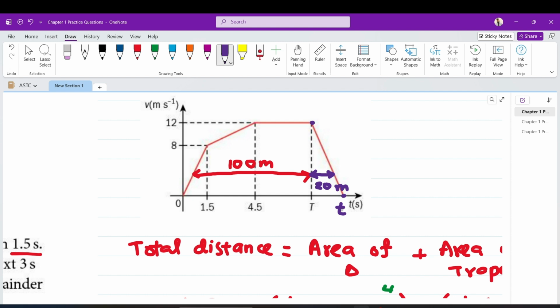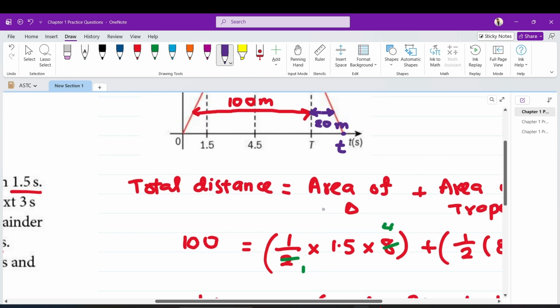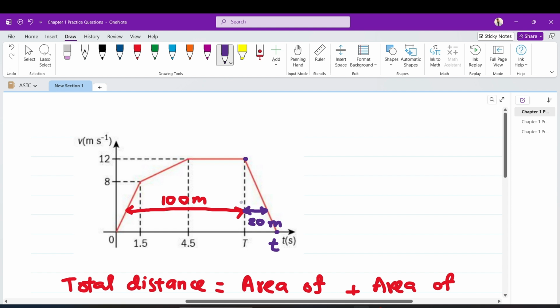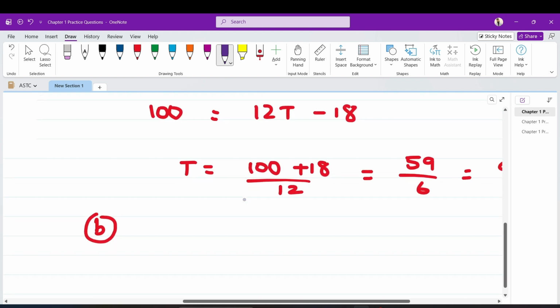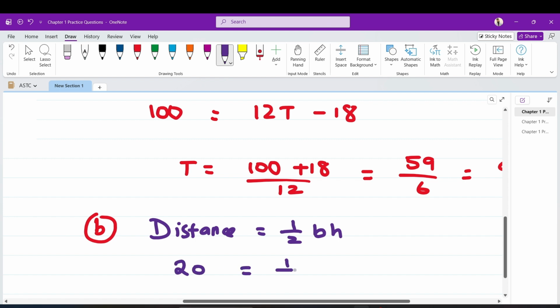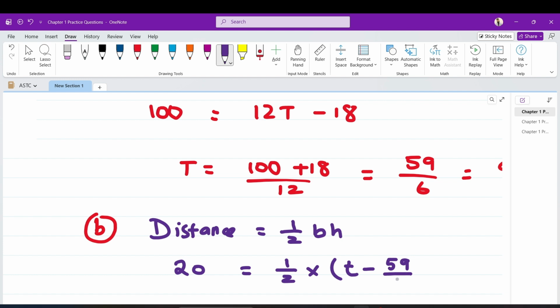So let's just say that this is small t. The base of the triangle is going to be t minus 59 over 6, which we found earlier, and the height of the triangle is going to be 12. So if we apply the formula, distance is equal to half into base into height: 20 equals 1 upon 2 multiplied by the base, t minus 59 over 6, multiplied by the height, which was 12.